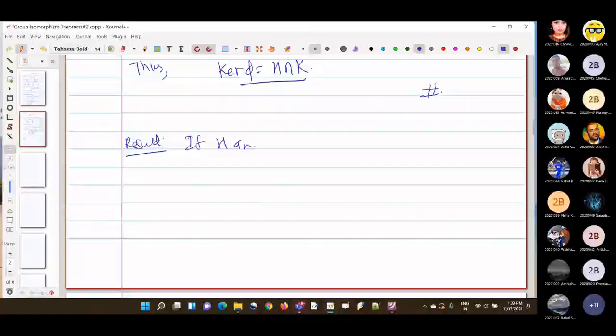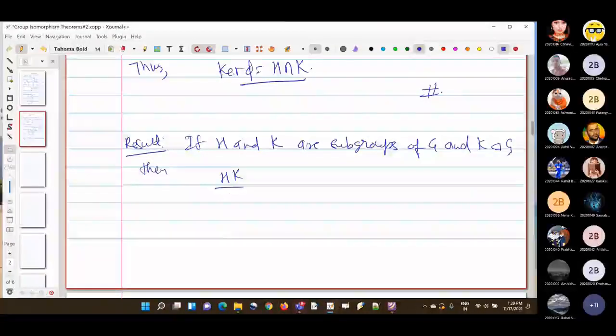Okay. Next result is, if H and K are subgroups of G and K is normal in G, then HK, this quotient group, is isomorphic to H intersection K. So there they have changed the role of H and K. In the earlier result, H was assumed to be normal in G, and here K is assumed to be normal in G. And the rest of the things are similar, just as we have done in the last proof. So you can try it out.